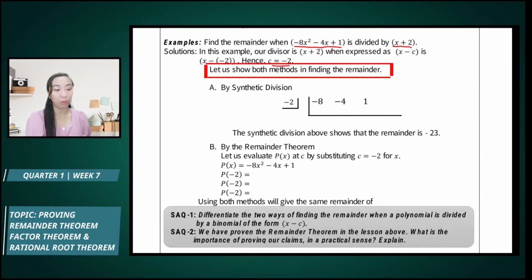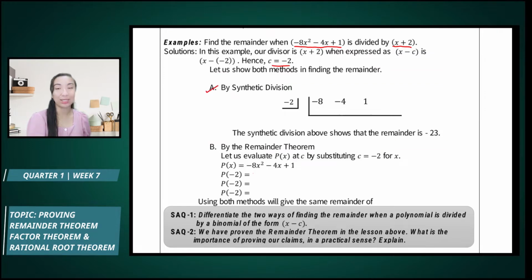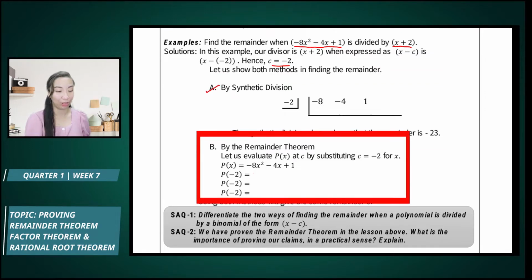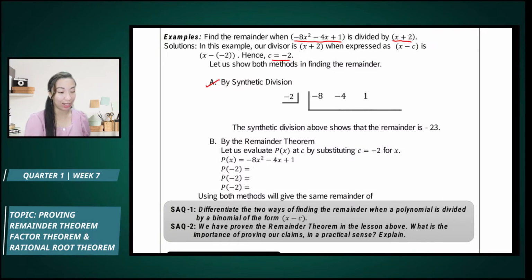So let us show both methods in finding the remainder. As mentioned earlier, we can use 2 methods. The first one will be using synthetic division, and the second one will be using the remainder theorem. Knowing that we have already discussed synthetic division, let us have our solution now. Remember, if you use synthetic division, you have to always make sure that both the dividend and the divisor are written in standard form. As you've noticed, it is already written in standard form.